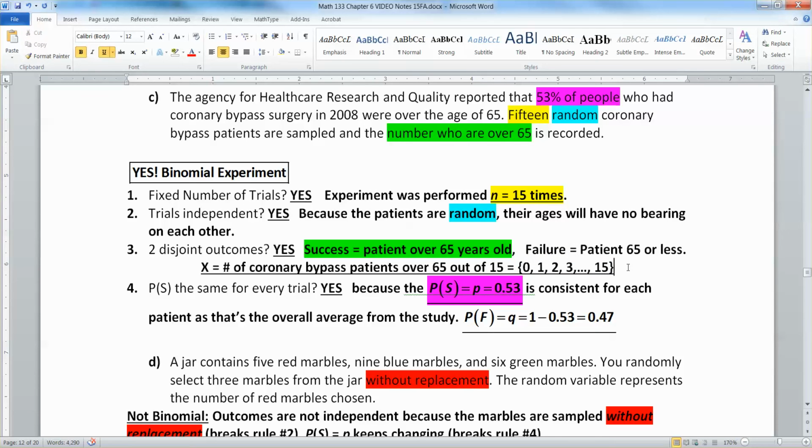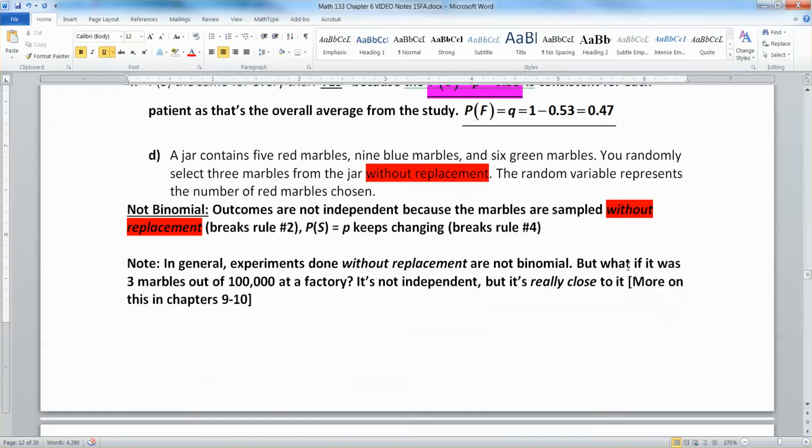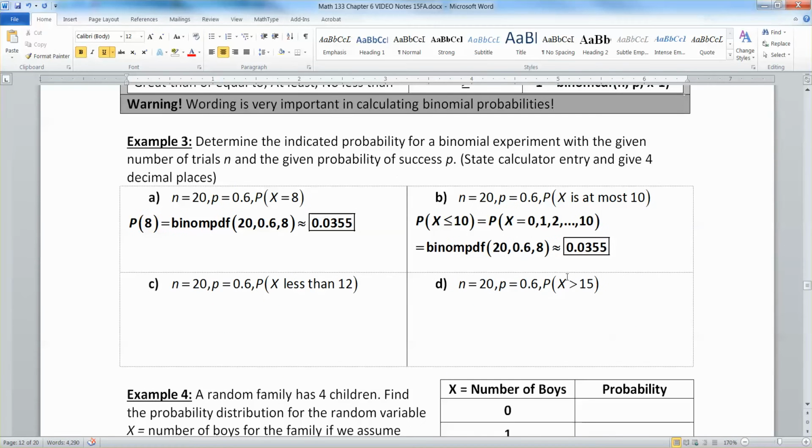So 0 is less than or equal to x, which is less than or equal to n. So in our case, it always starts at 0 on that low end. So what I'm really asking is, what's the chances that x is 0, 1, 2, 3, or 4, 5, 6, all the way up to 10?